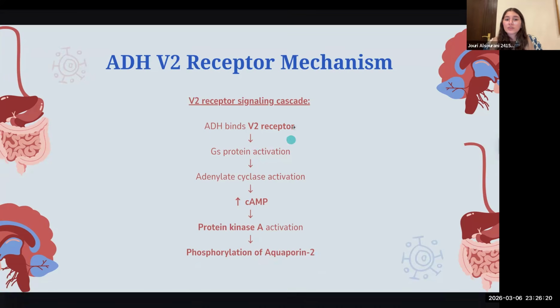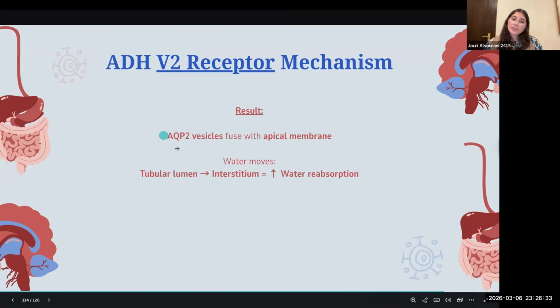So the whole point of this is that once ADH binds the V2 receptor, we're going to have a Gs protein signaling pathway cascade, which will result in the phosphorylation of aquaporin 2. What happens then is these aquaporin 2 vesicles are going to fuse with the apical membrane of the collecting duct of the kidneys. And once they fuse, water is going to move from the lumen of the tubules to the interstitium. So now we're going to have an increase of water reabsorption, and that is the primary goal of the ADH.